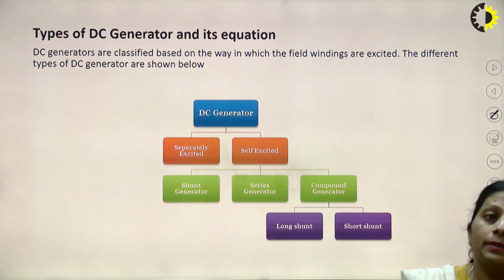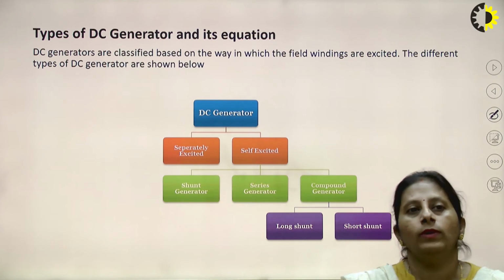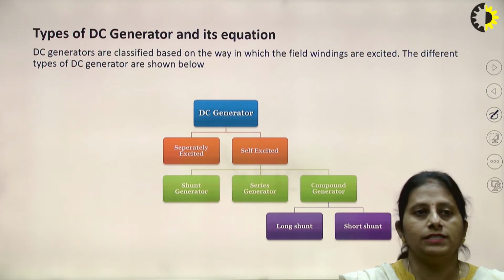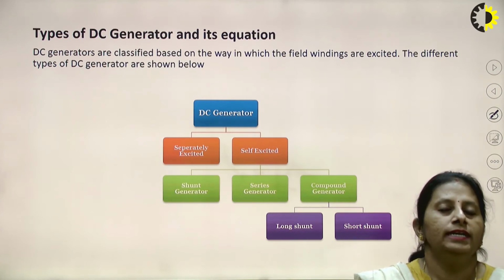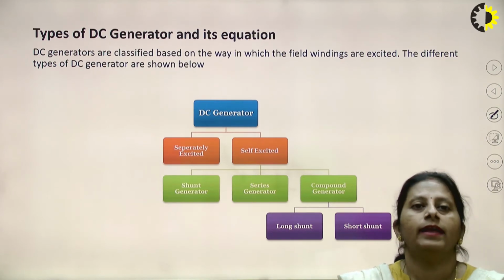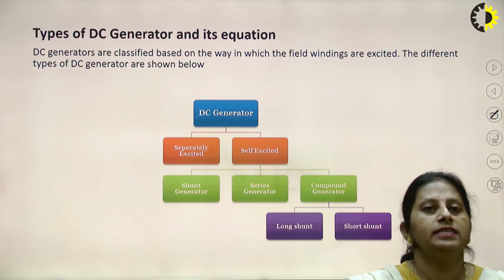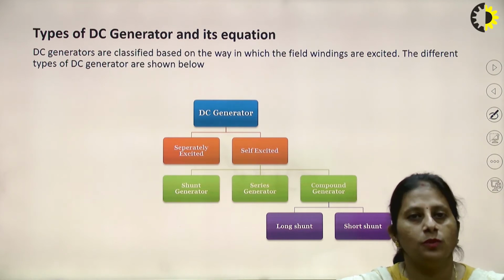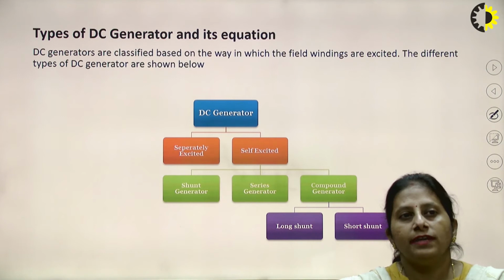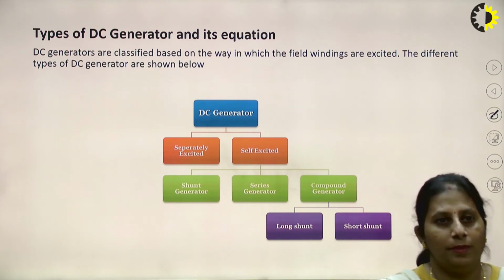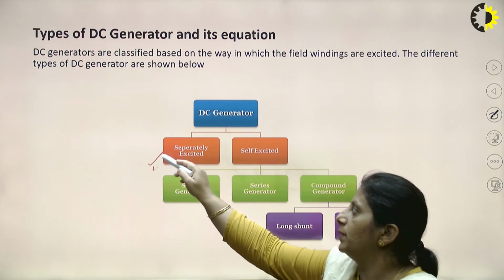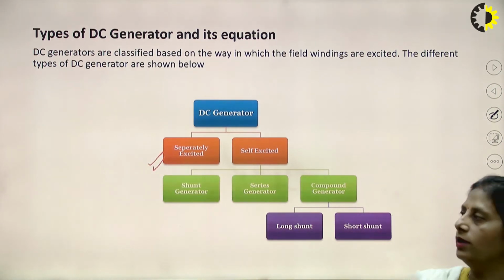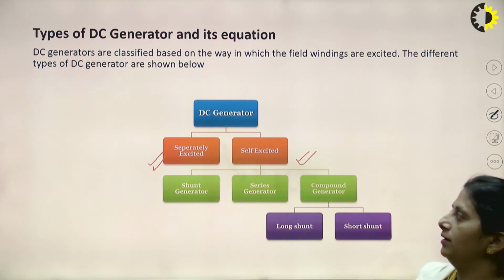Now, what are the types of DC generator? DC generators are basically classified based on the way in which the field windings are excited, because these windings need to be excited, they need to be given supply. Broadly classifying, it can be a separately excited DC generator or a self-excited DC generator.